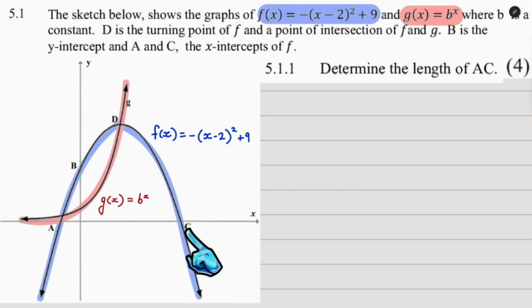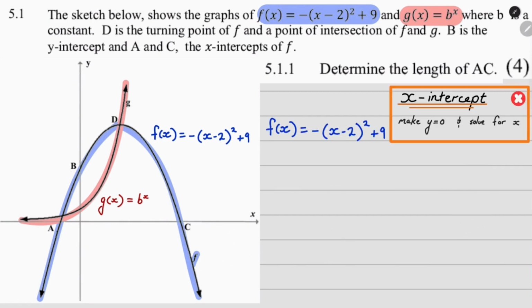We've got A and C over there, they are very special points. So A and C are x-intercepts. They're where the blue graph cuts the x-axis. And to get x-intercepts, I make y equals 0 and solve for x. And then just remember f of x is a fancy placeholder for y. So I'm just going to change this y to 0 and then solve for x.